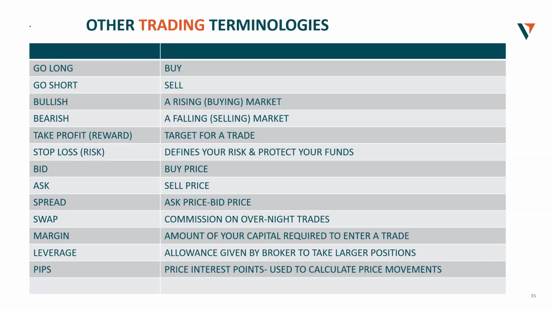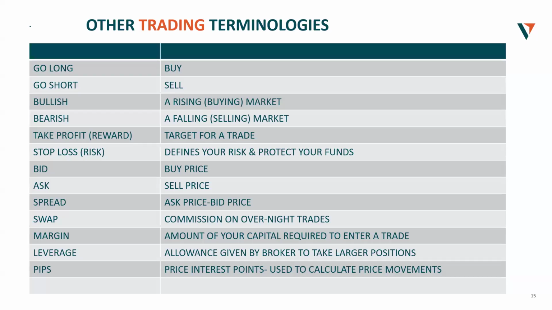Then the stop loss is the risk on that trade. And what does the stop loss do? It helps define your risk and protect your funds. So you define your risk before your trade starts by using a stop loss, and it helps protect your funds as well. Bid is the buy price, ask is the sell price. Spread is the difference between bid and ask.